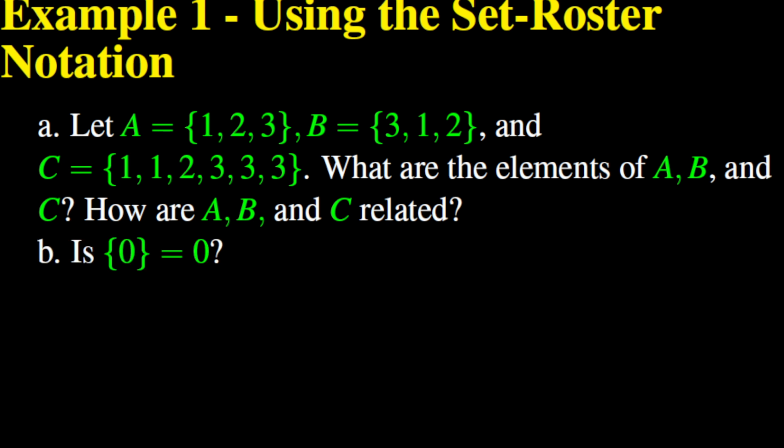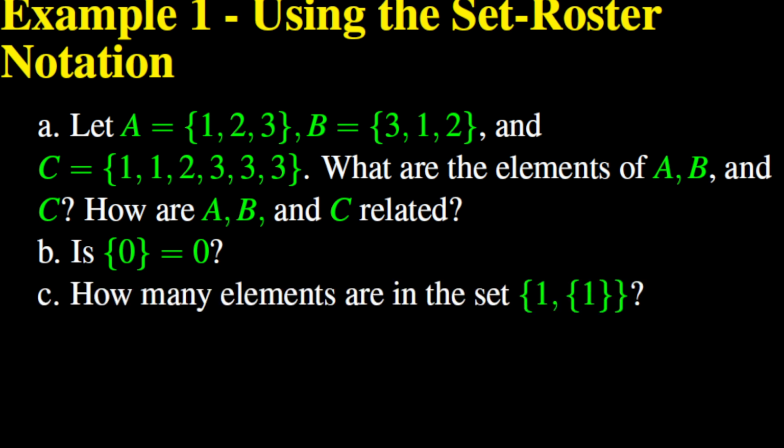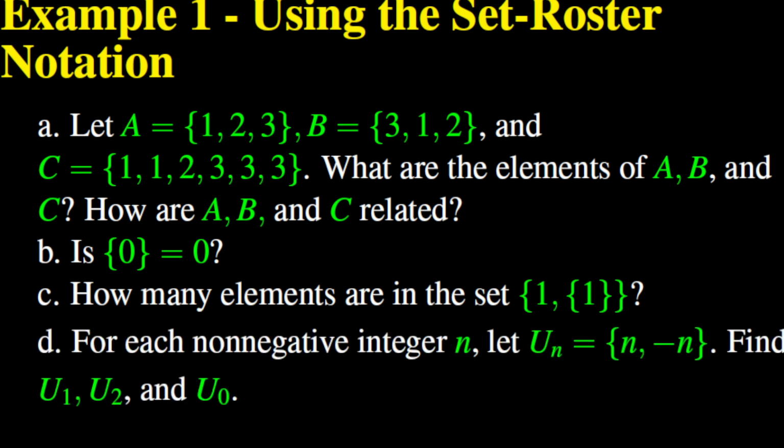Question B, is the singleton with element 0 equal to 0? Question C, how many elements are in the set with two elements, 1 and the singleton with only element 1? Question D, for each non-negative integer n, let U_n be the set with elements n and negative n. Find U_1, U_2, and U_0.